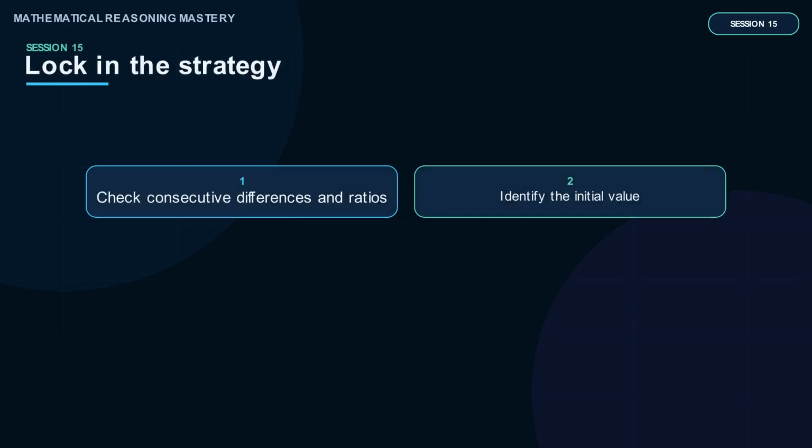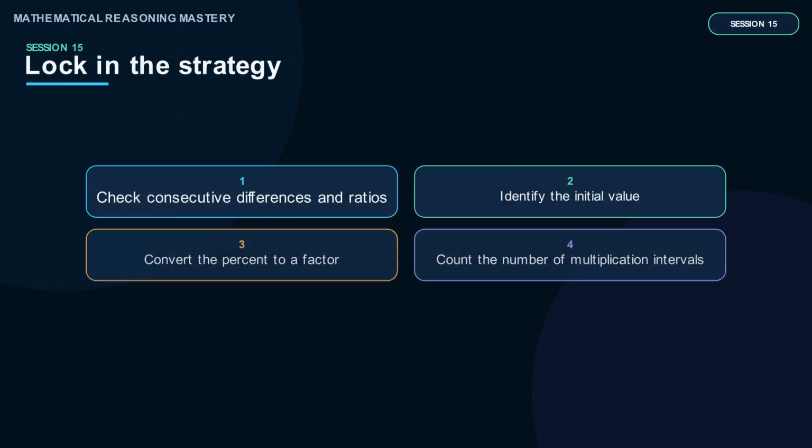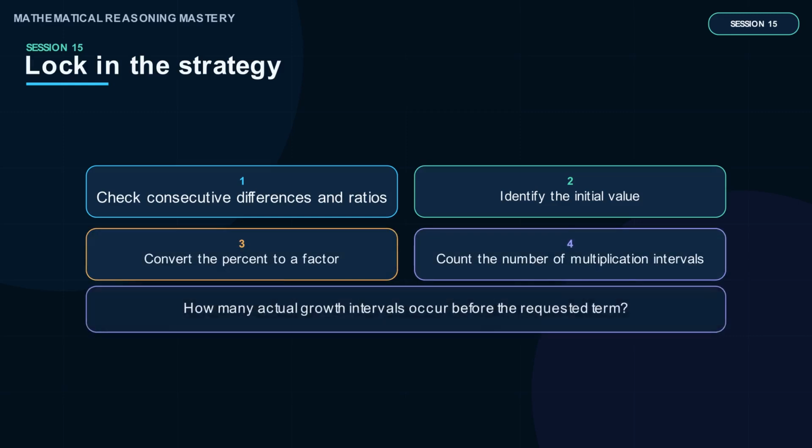The central message is to distinguish additive from multiplicative change. Combine that with the discipline to model growth and decay. Finish by remembering to index geometric sequences. A result becomes dependable only when the method and verification are both clear. Reflection. How many actual growth intervals occur before the requested term? Name the exact point where an incorrect path would first become visible.